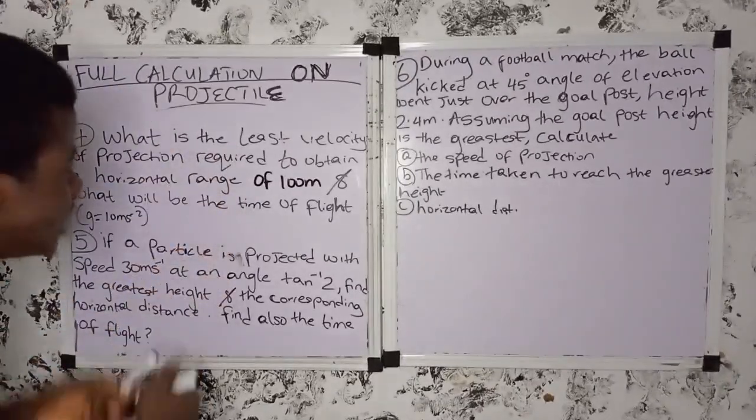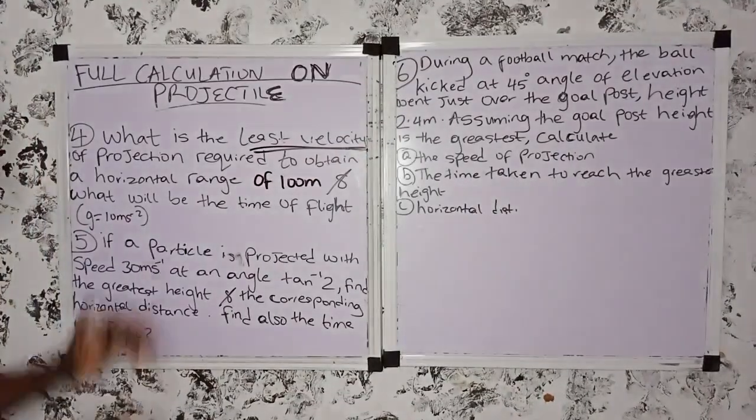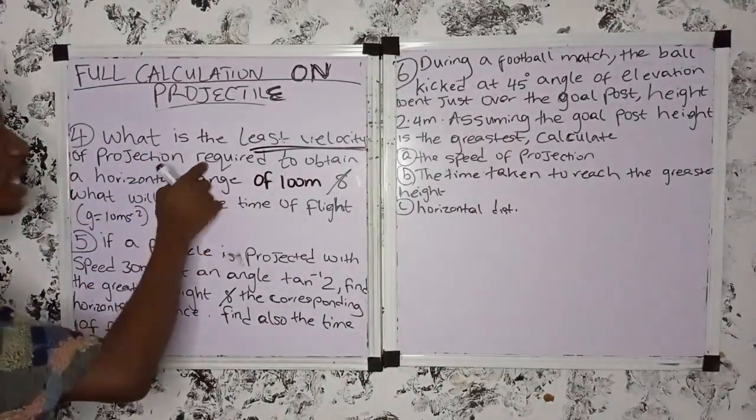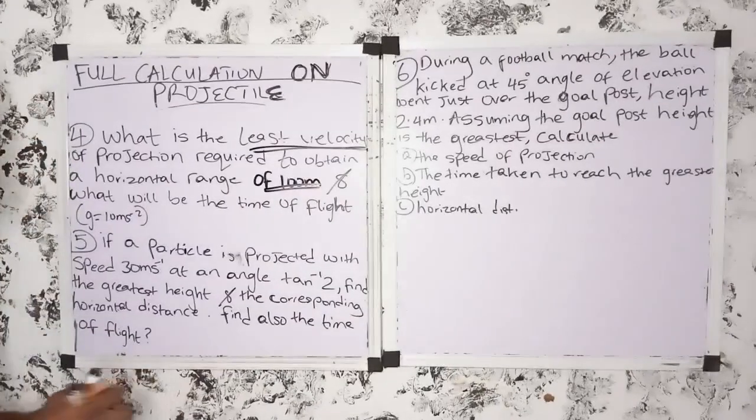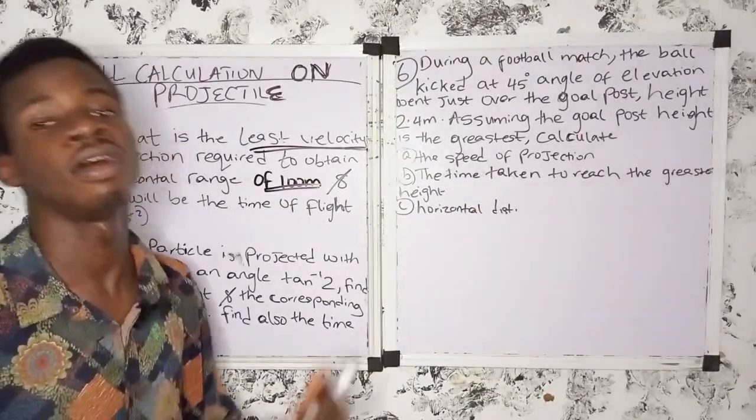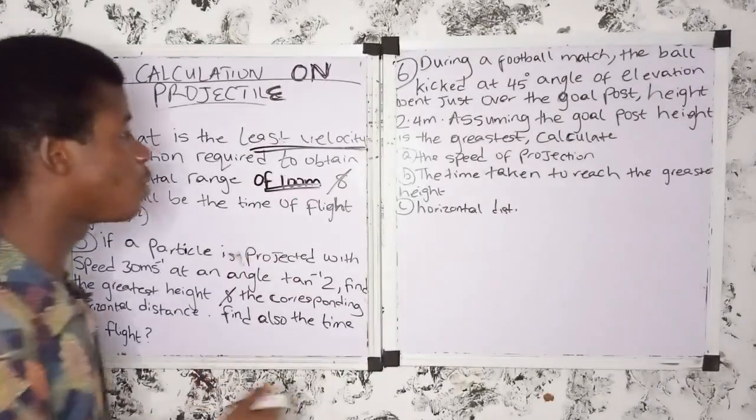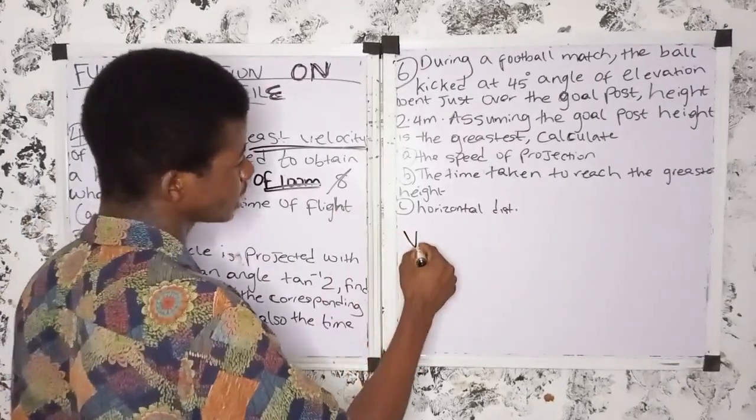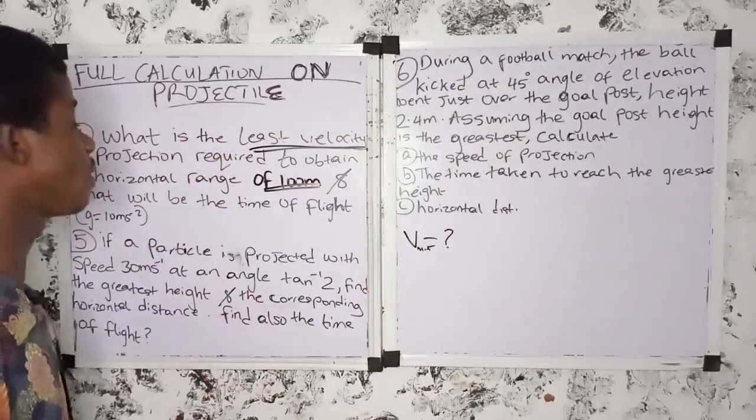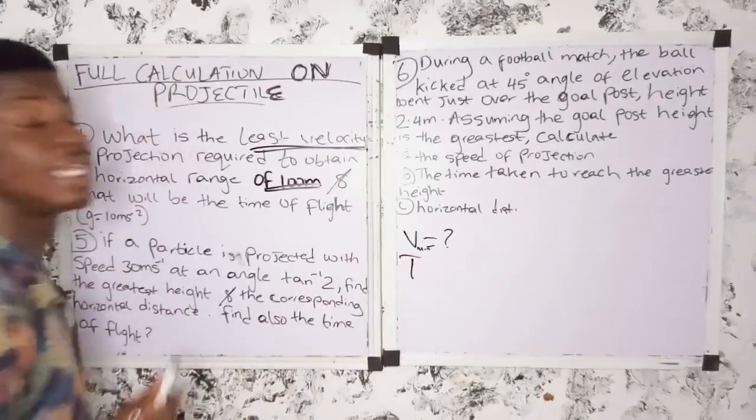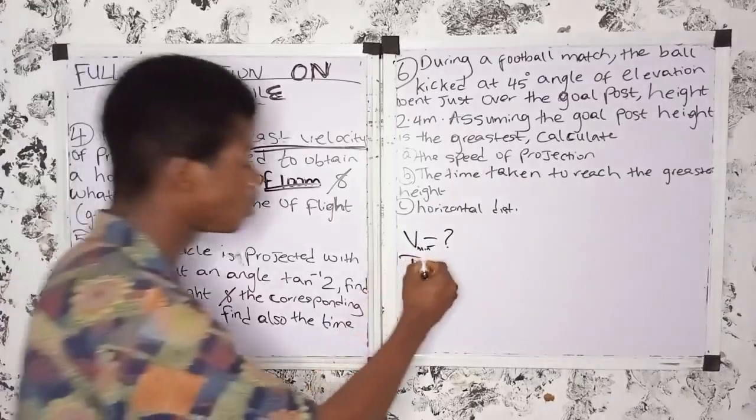What is the least velocity of projection required to obtain a horizontal range of 100 meter, and what will be the time of flight? So we are looking for two things in this question: the least velocity, or you can say the minimum velocity, and the time of flight. Here they are referring to the total time of flight.